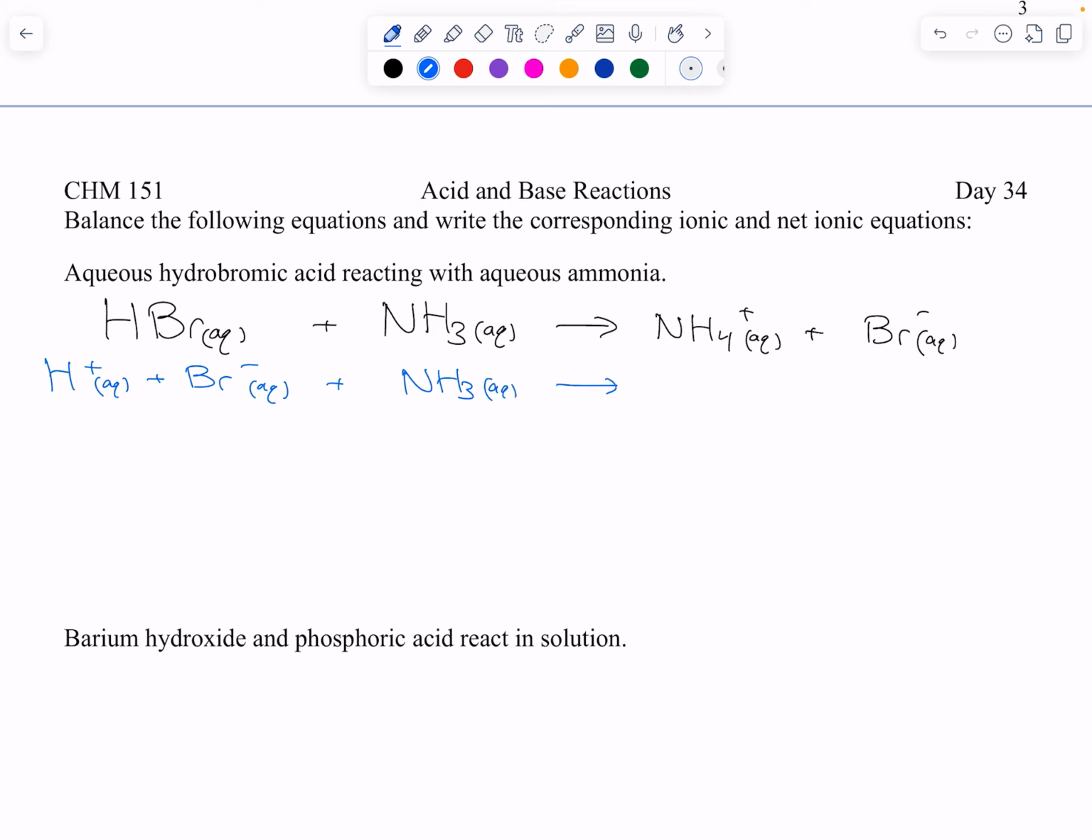And then we got ammonium and bromine are already split apart. So we have NH4+ (aq) and Br−. And so my net equation looks like bromine just goes away. H+ plus ammonia going to ammonium. So there's our net ionic equation.